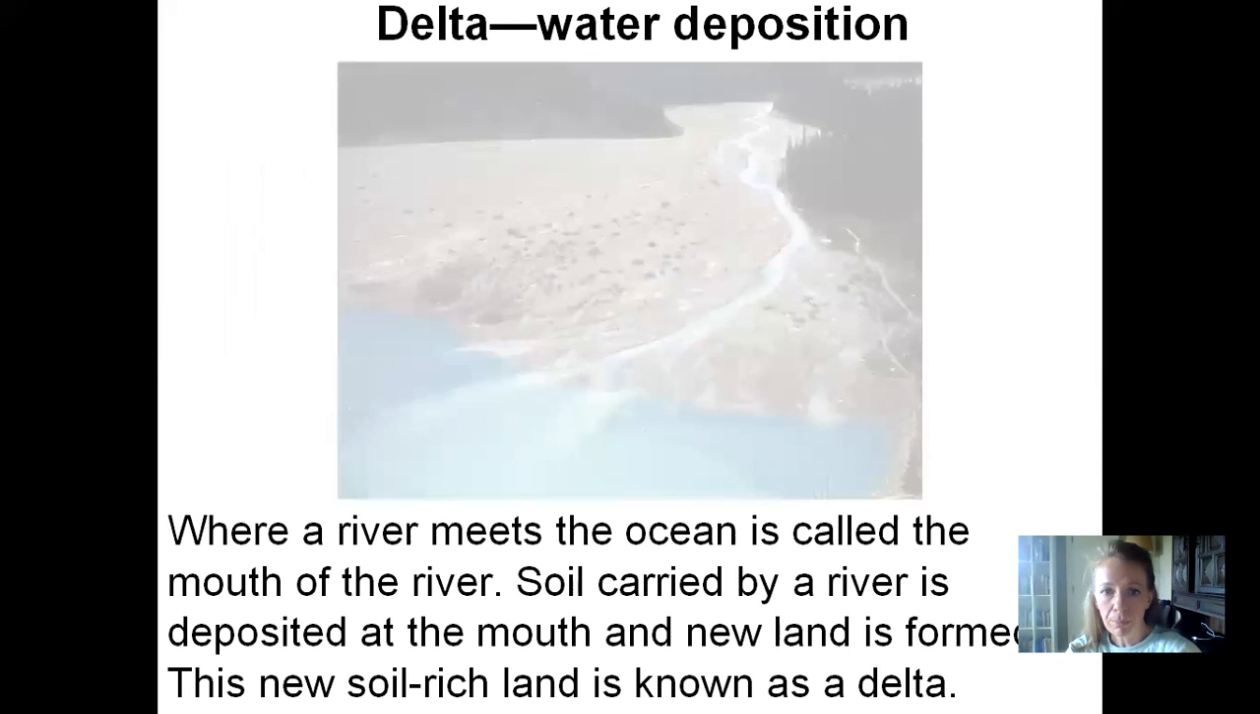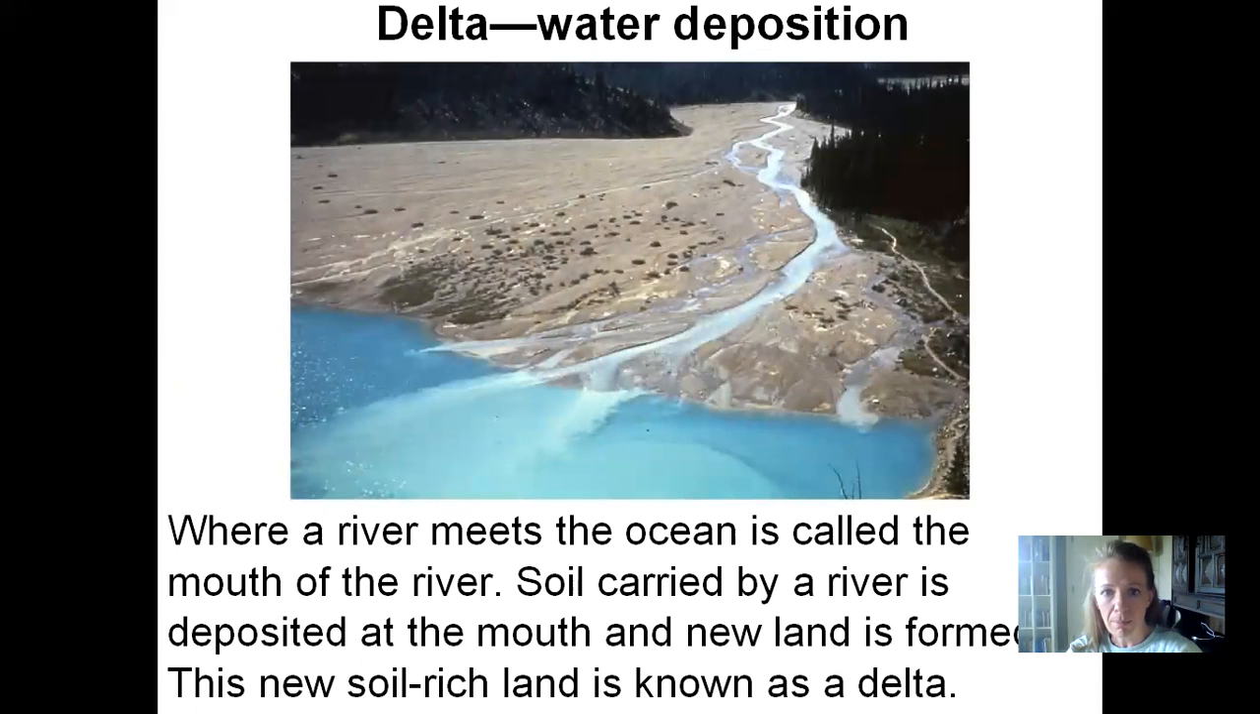Where the river meets the ocean is called the mouth of the river. Soil carried by the river is deposited at the mouth and new land is formed with this new rich soil, and it's known as a delta. This can be a very slow way that islands are formed. So whatever was upriver gets carried all the way down here and is deposited in the delta of the river, or the mouth.